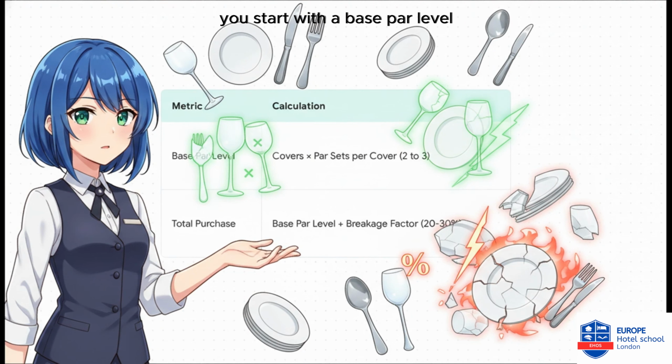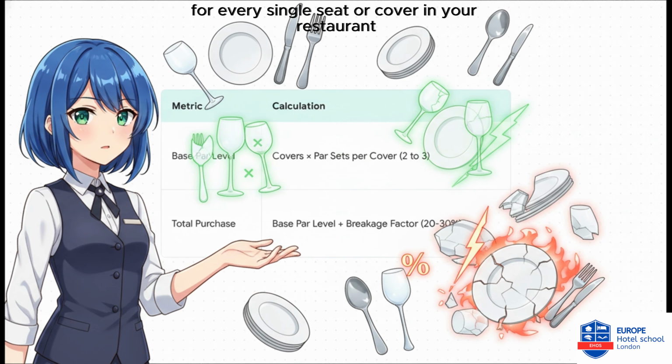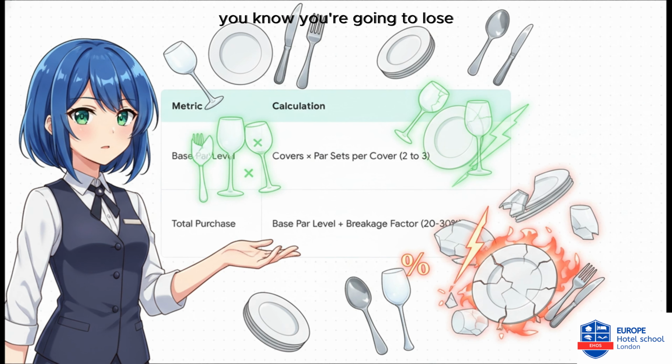You start with a base par level, usually 2 to 3 sets for every single seat or cover in your restaurant. But then you have to add what's called a breakage factor, an extra 20 to 30% to your initial purchase. You are literally proactively planning for the items you know you're going to lose.